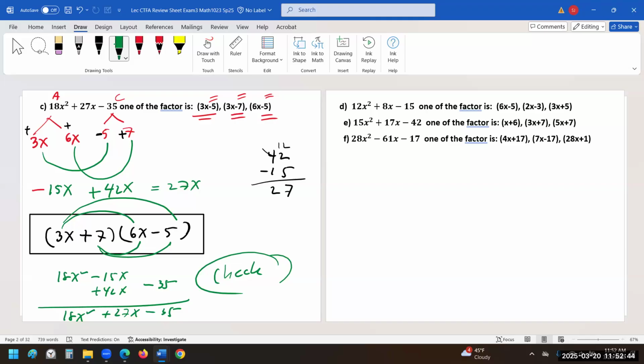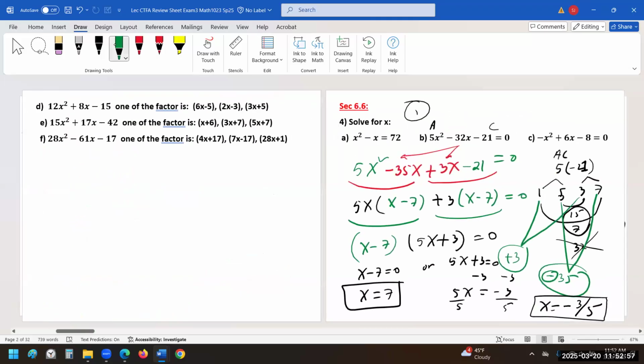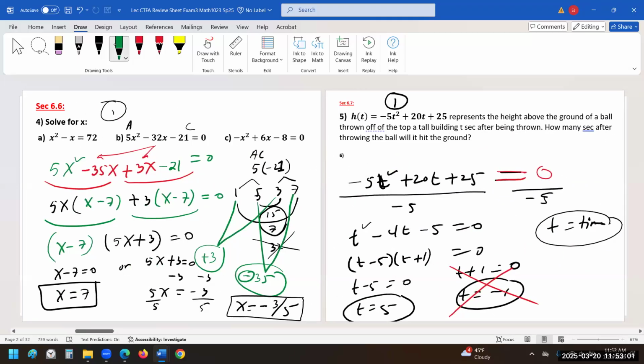Any question? One. Do you want more? No. So one of these, one solving, one application.